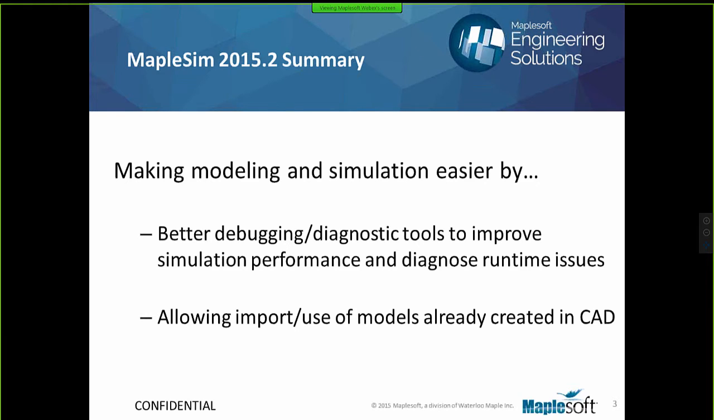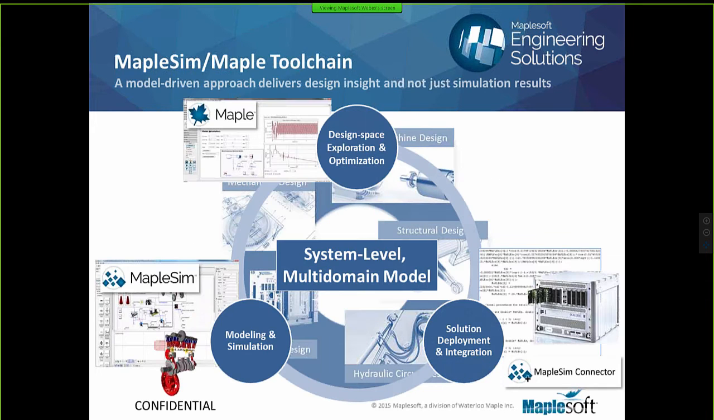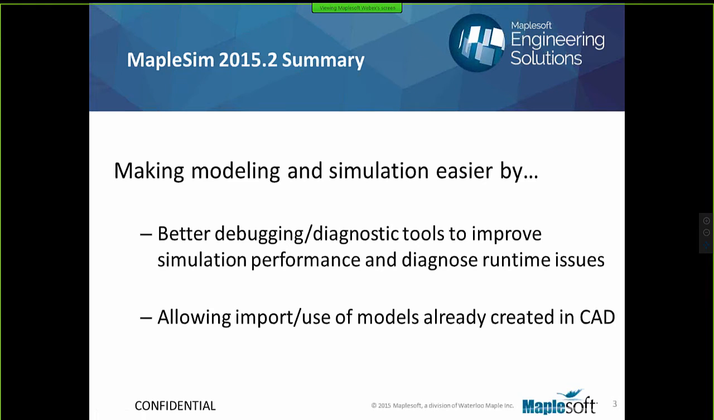So here's the summary. Essentially, we focused on the modeling and simulation piece for 2015.2. If you recall that previous slide, we're squarely in the modeling and simulation, although you could think some of the stuff with CAD is integration, bringing things in as well. The way that we broke it up is essentially one was better tools for diagnosing and debugging. MapleSim has physical models. Those can sometimes be difficult to track down where your errors are or what things you need to change. The other piece is building models faster. If your company has CAD models that you've created and used, you can now bring them into MapleSim very easily and start to do a dynamic analysis upon them.